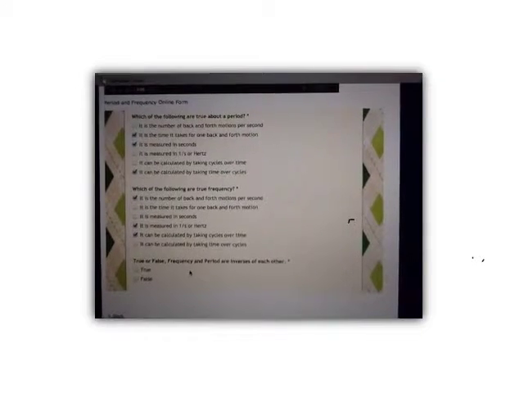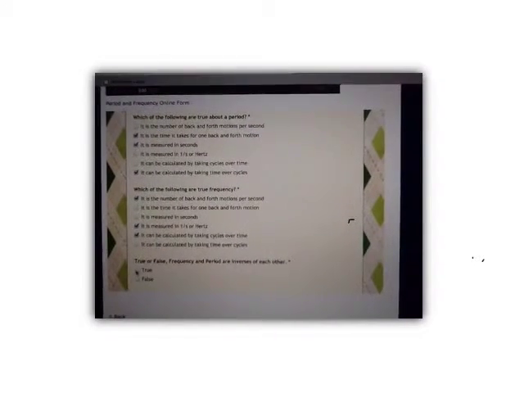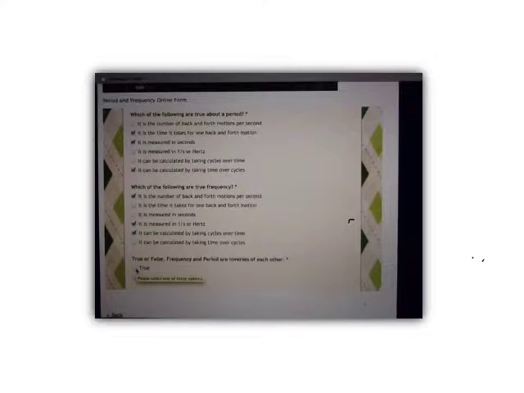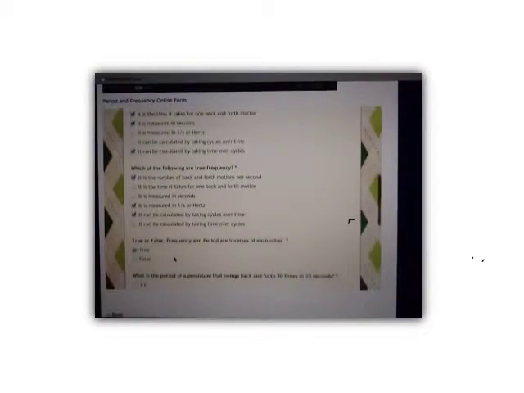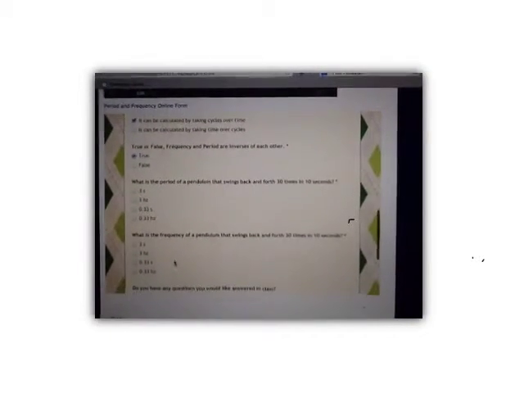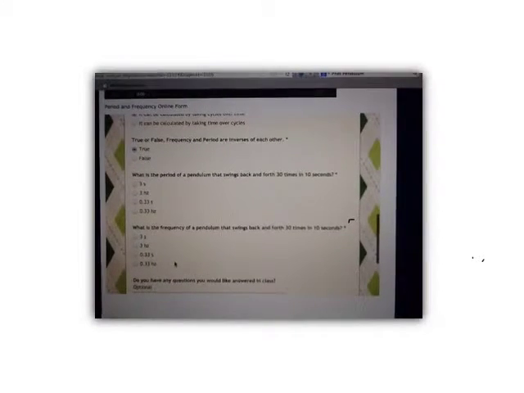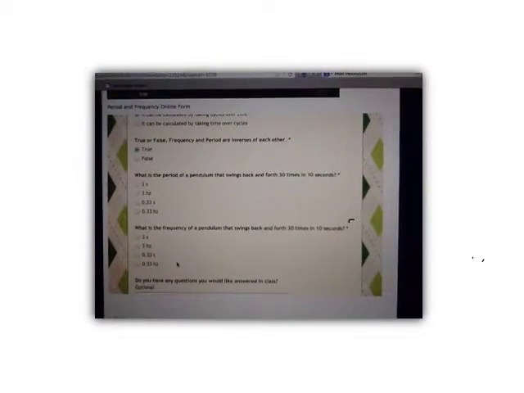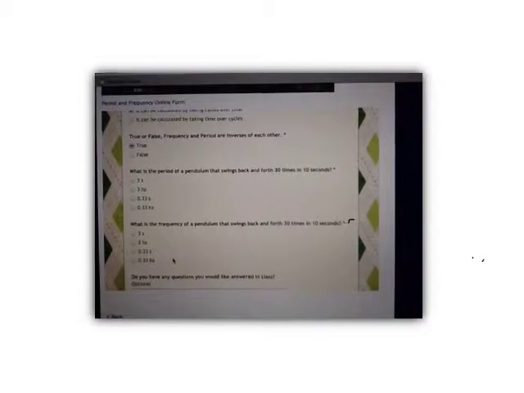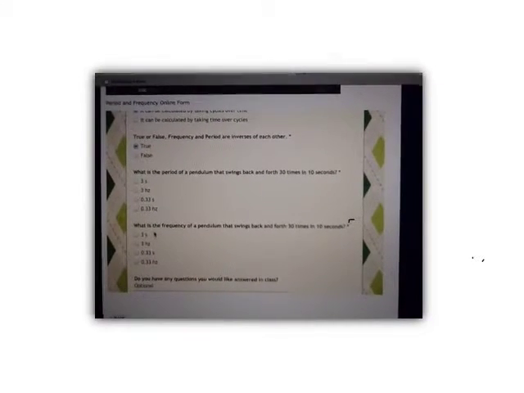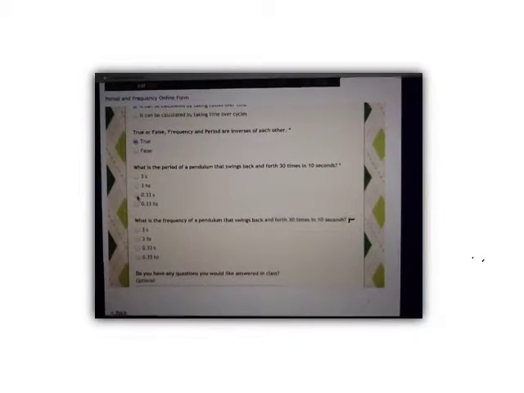True or false, frequency and period are inverses of each other. That is true. That is why frequency equals 1/period, or period equals 1/frequency. And then, what is the period of a pendulum that swings back and forth 30 times in 10 seconds? So again, if you go by your rules, it's got to be time on top for period. That should be the 0.33 seconds, because the correct units are seconds.